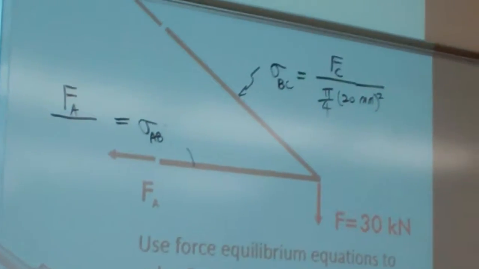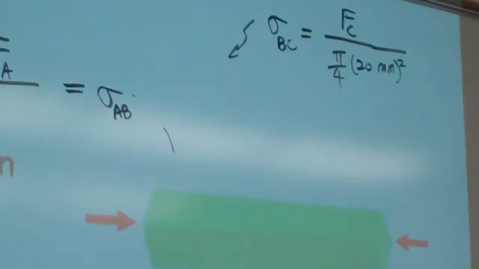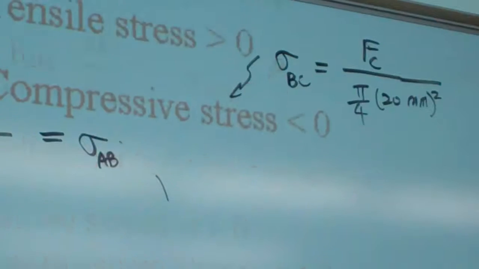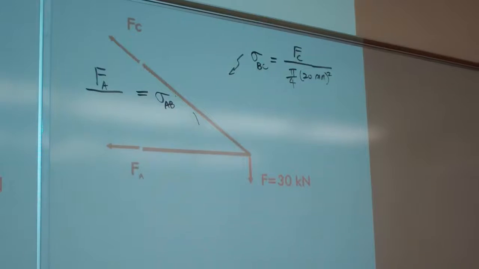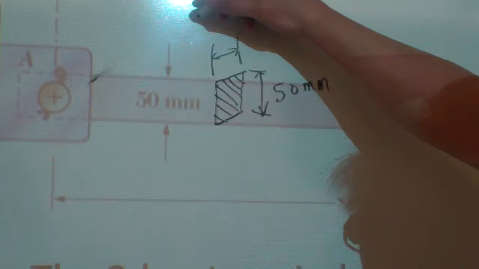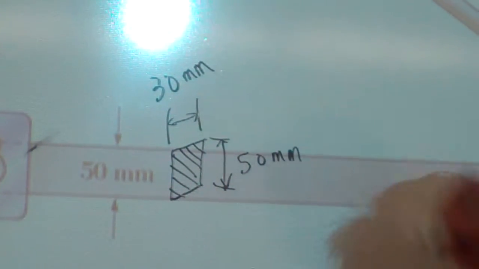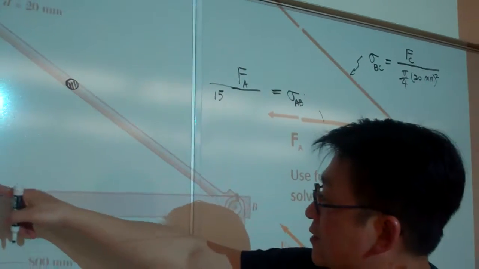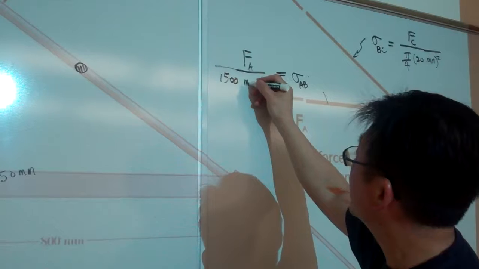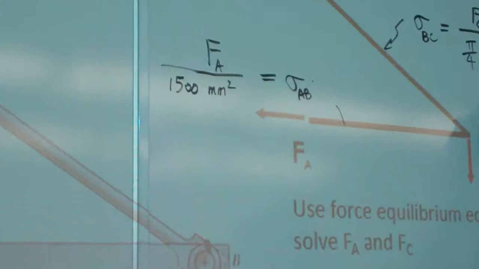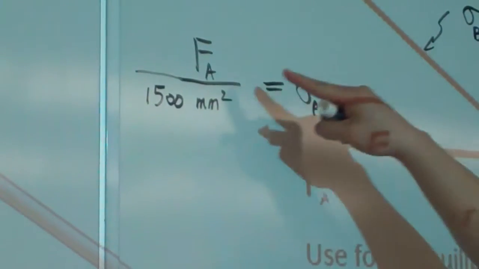Let me move forward to find that information. Okay, it's 30. So let me write it up here: this is 30. So in this way, the area will be equal to 50 times 30, 1500 millimeter squared. Here we have all the expressions ready, so the remaining work is to calculate Fc and Fa.